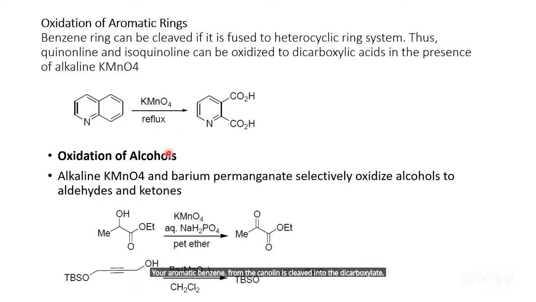The next application of permanganate is the oxidation of alcohols. Everyone is aware of the oxidation of alcohols by permanganate to the respective acid or aldehyde, depending upon the reactant, whether it is a primary alcohol or a secondary alcohol. If you have a primary alcohol, look, this is the primary alcohol. This primary alcohol is converted to an aldehyde, while a secondary alcohol is converted to a ketone.